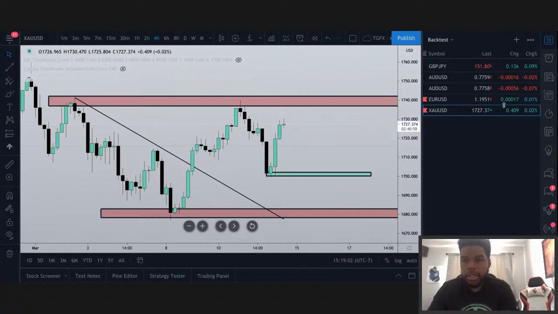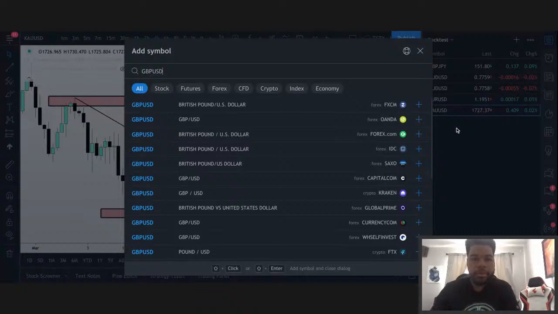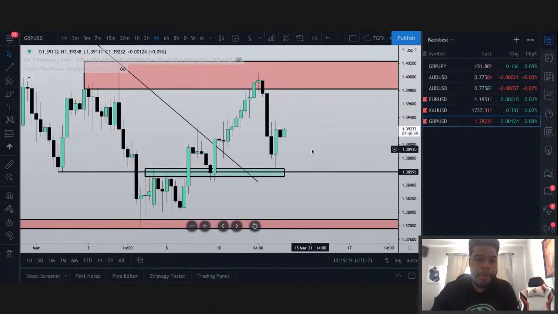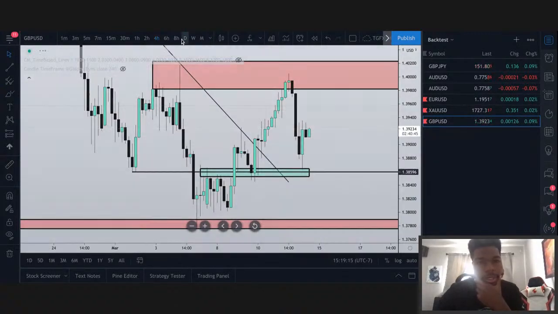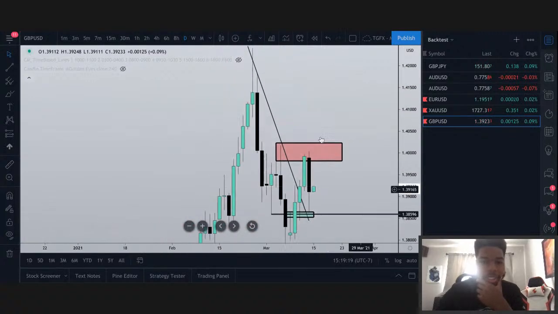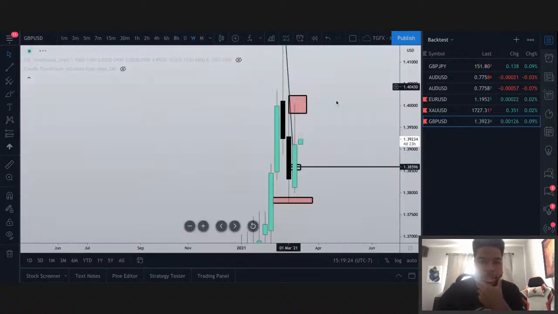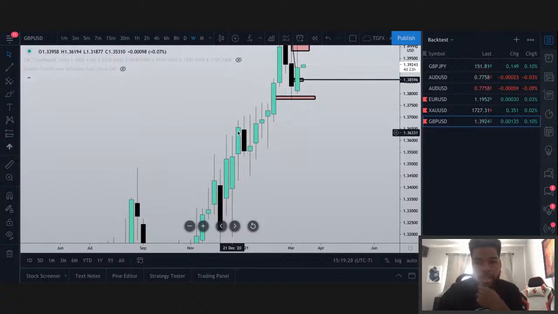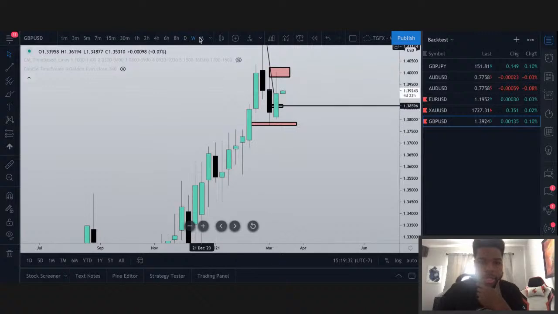All right, let's do GU. All right, so this one actually was already pretty marked up. Yeah, I don't even remember marking this up, but I must have done it with a student or something. But all right, let's check out weekly. So overall, we can see that price was consolidated here for a bit, pushed off with demand, pushed up, retraced.